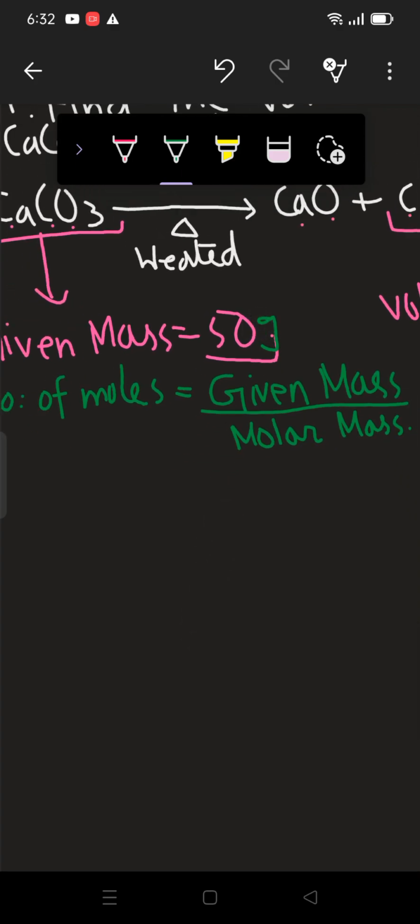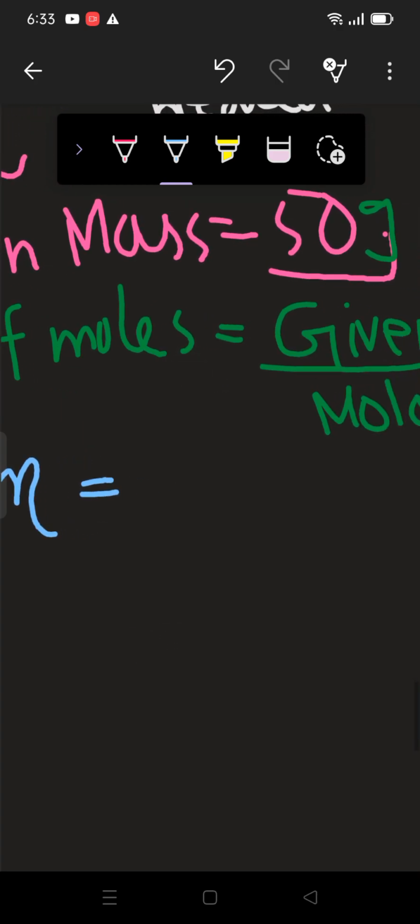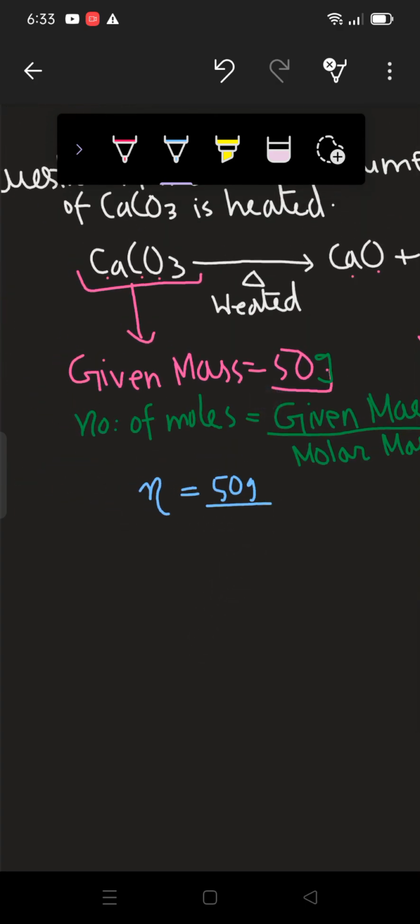So let's put this 50 gram in this formula, right? So let me change the color of it. n is equal to, instead of given mass you can write actually 50 gram. So 50 gram in the numerator. Now what is the molar mass of the calcium carbonate?